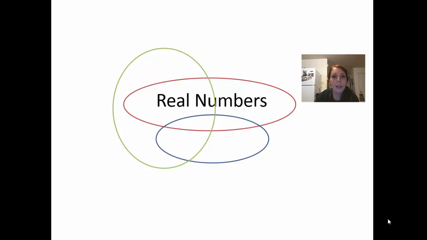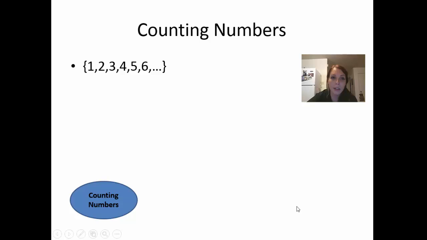So what we're going to do is take a lot of numbers that you're familiar with and classify them into different sets. The reason for this is so that we will be able to communicate more effectively about the different groups of numbers. So to begin, we're going to start with the ones that you're most familiar with, counting numbers.